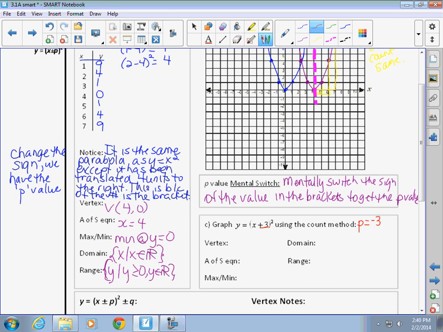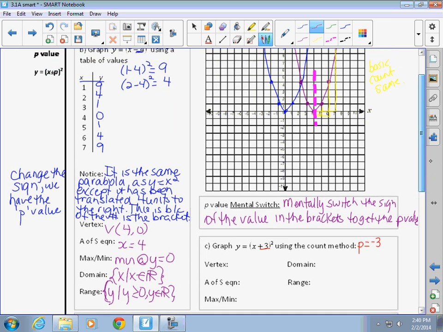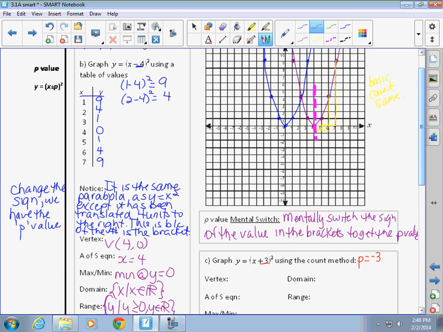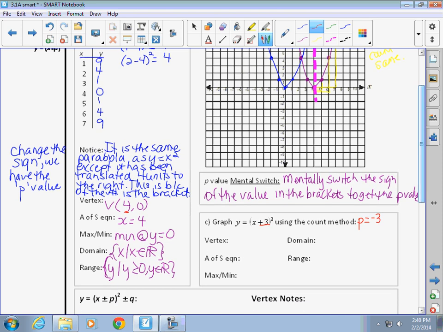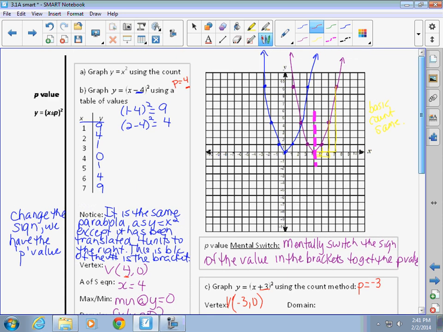So what you may have noticed is that from my first one, my p-value in this one was a 4. That 4 there also became the value in my vertex. So knowing that, and because I don't have anything added or subtracted, my vertex is going to be at, sorry, not 4, 0. In this one, it's going to be at negative 3, 0. So now that I have my vertex, I'm going to draw the graph and see what we find out with all the rest.